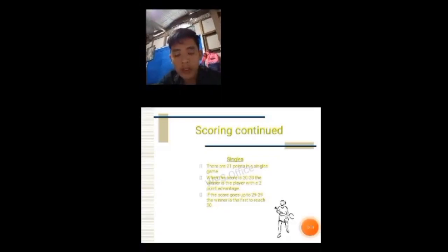Like what we read in the PPT, when the score is 20-20, the winner is the player with a 2-point advantage. If the score goes up to 29 to 29, the winner is the first to reach 30.